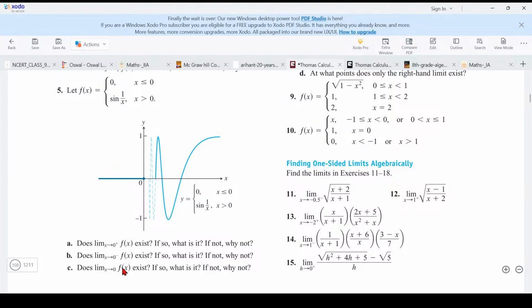Okay. So does the limit exist as x tends to 0?